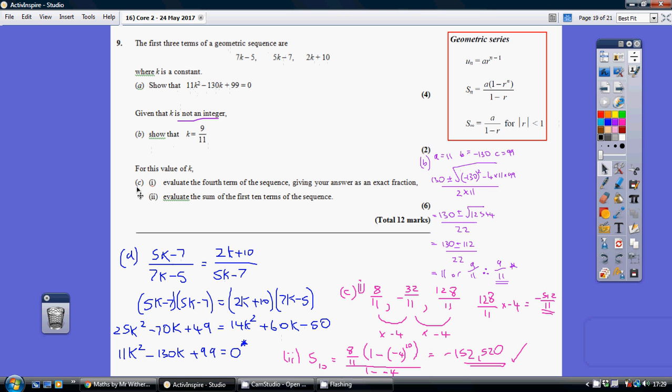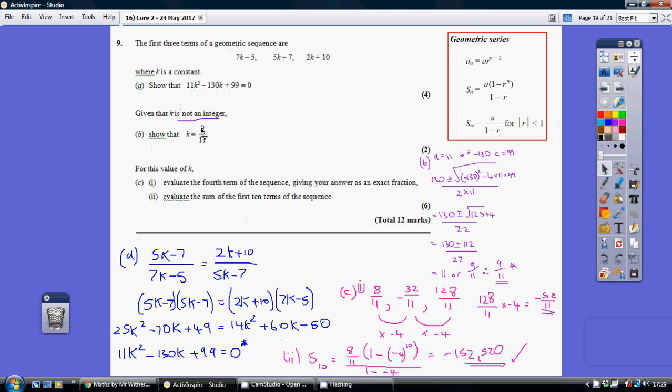Now for part C, I've got to evaluate the fourth term of the sequence, giving your answer as a fraction. I need it for a bit later on. I need it for part 2, so I'm not just going to go from the third to the fourth. I'm just going to pop down all the terms.